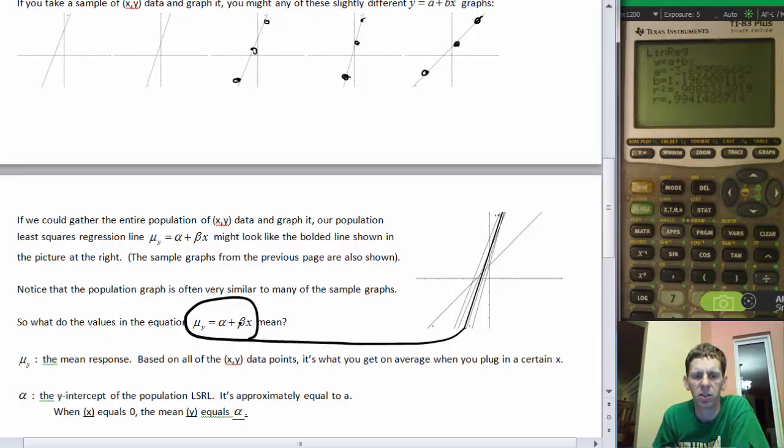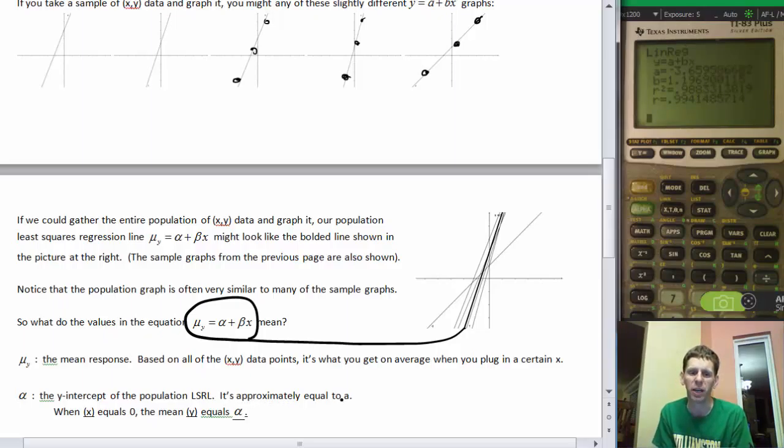So what do the values in this equation stand for? Mu sub y stands for the mean response. We're using it in place of y hat. Based on all of the x and y data points, it's what you get on average when you plug in a certain x. So if we plug in 4 for x, mu sub y is what we get on average for y. Alpha is the y-intercept of the population least squares regression line.